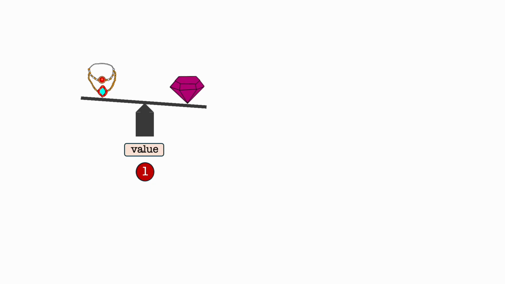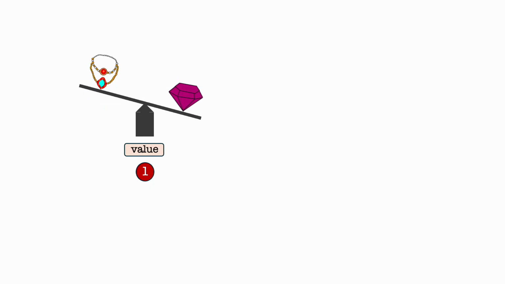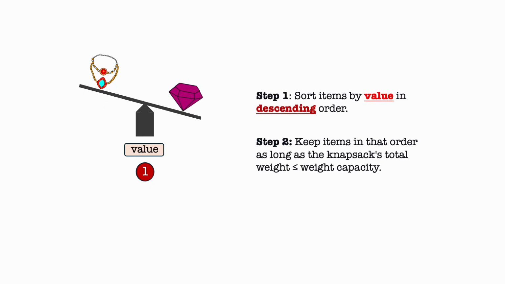Let's design the first greedy approach considering value. There are two steps in this algorithm. In the first step, we sort items by value in descending order. In the second step, we keep items in the order obtained from the first step until the sum of the weights of the kept items in the knapsack would exceed the weight capacity of the knapsack.